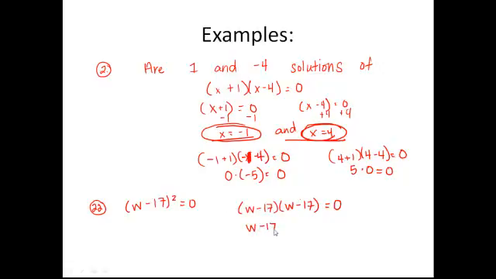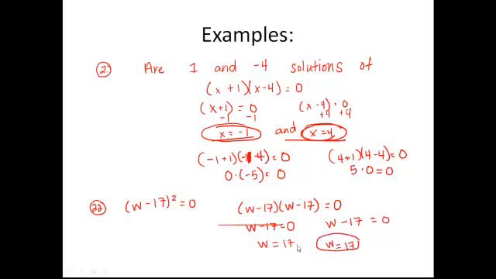So w minus 17 is equal to 0. Sometimes it does that, sorry. And w minus 17 equal to 0. So I've identified my two factors. Sometimes you have more than that, so be cautious of that. But now I'm going to solve for that w. I get w is equal to 17, and then w is equal to 17.